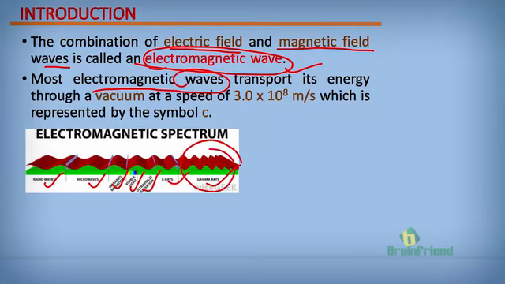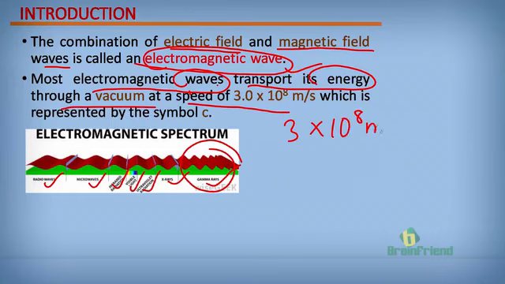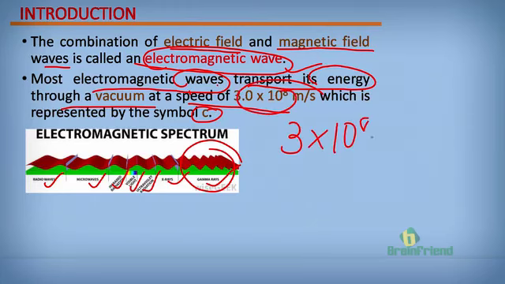Most of these electromagnetic waves transport their energy through a vacuum at a speed of 3 times 10 raised to the power 8 meters per second, which is represented by the symbol C. What am I telling you? That the speed at which most electromagnetic waves propagate is the speed of light with a value 3 times 10 raised to the power 8 meters per second.